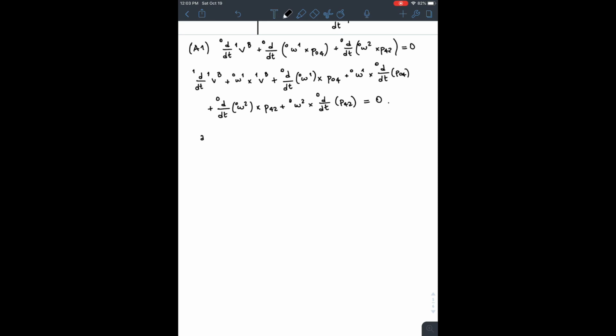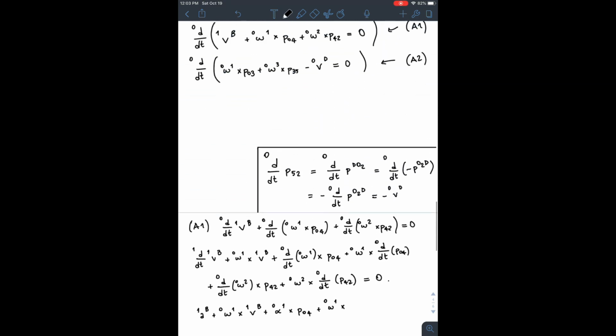This we can call the acceleration of b in 1 plus angular velocity of 1 in 0 cross velocity of b in 1 plus, and this term here, derivative of the angular velocity of 1 in 0 is by definition the angular acceleration of 1 in 1, and we denote it by alpha. Okay, again, these definitions are present in the lecture slides or in the textbook. Cross P04 plus angular velocity of 1 in 0 cross, now this guy, derivative of P04 in 0. We took that derivative in the velocity level analysis.